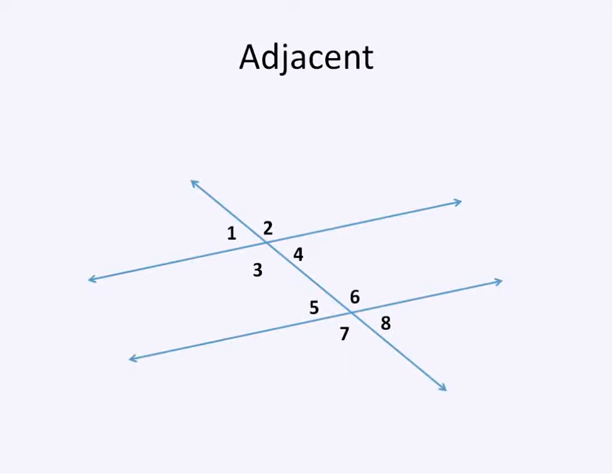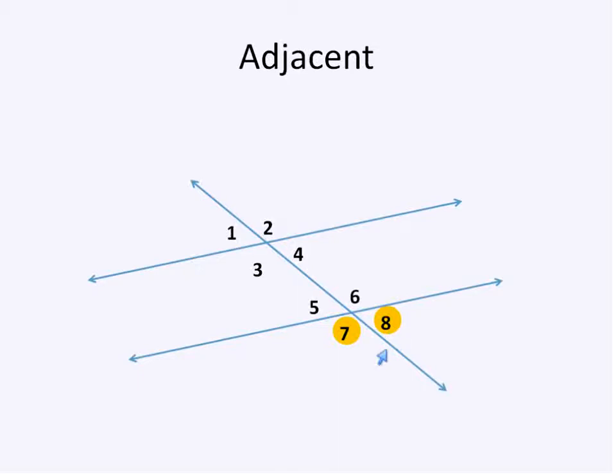Alright. The next set of angles are called adjacent angles. And adjacent just means next to. So basically any two angles that are next to each other. 2 is next to angle 4. 2 is also next to angle 1. We could have highlighted 2 and 1. They're adjacent angles. 2 and 4 are adjacent angles. Here's another example. 5 and 6. Those are adjacent angles. 1 and 3 are adjacent angles. There's lots of sets of adjacent angles.